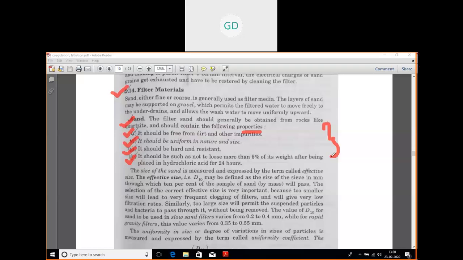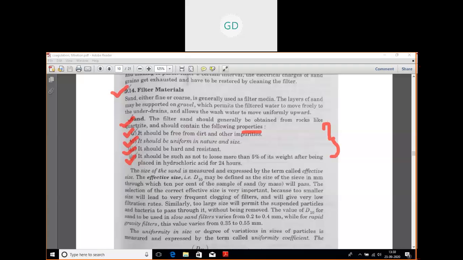It should be free from dirt and other impurities. It should be uniform in nature and size. Then it should be hard and resistant. And finally, when you place the sand in hydrochloric acid for 24 hours, then it should not lose more than 5% of its weight. Clear?